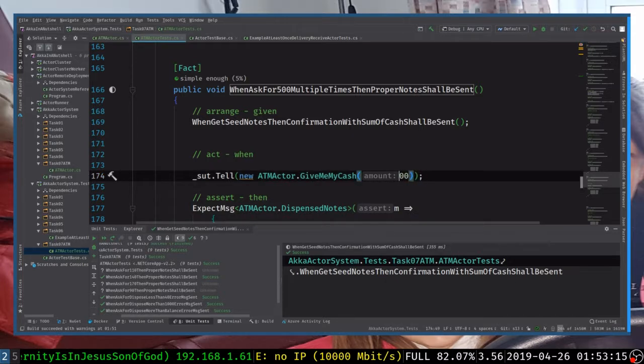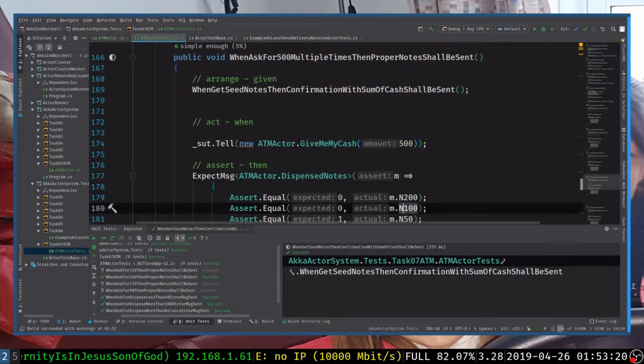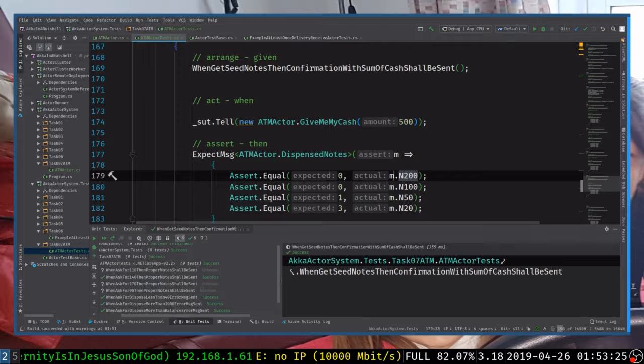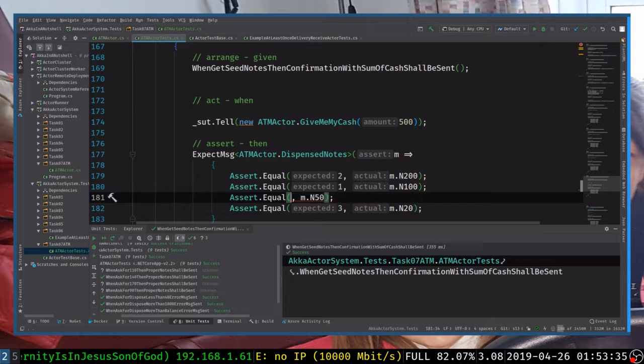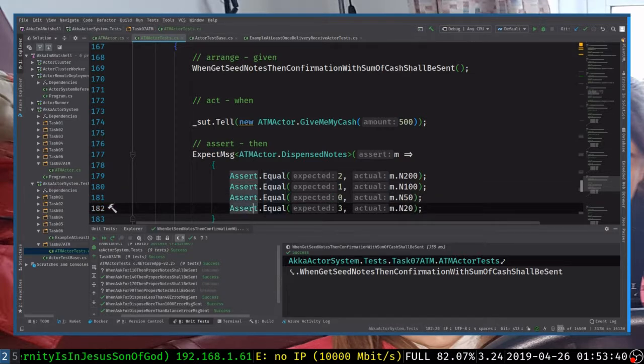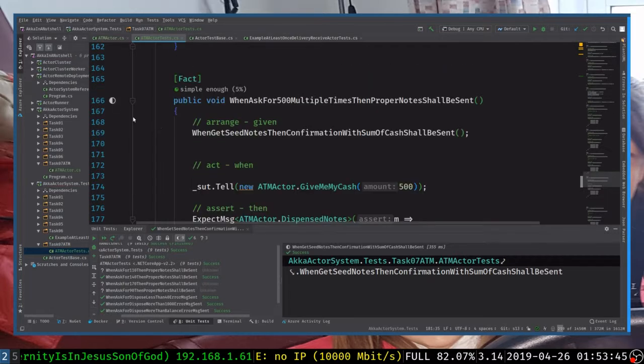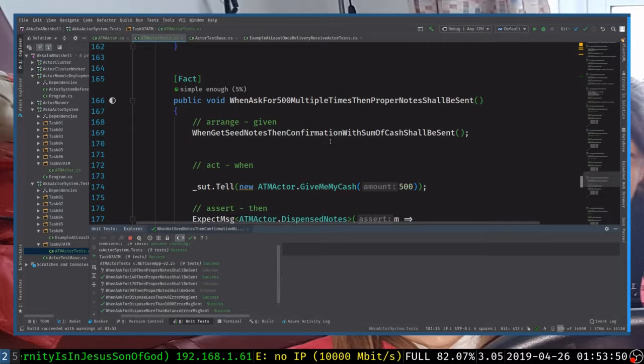Okay, so if we ask for the first time, then we will be expecting 2 notes like that, 1 note like that, and finally 0 notes here. Okay. So because we didn't have this, the test will fail because 200 is not covered yet. And we don't have this. Perfect.